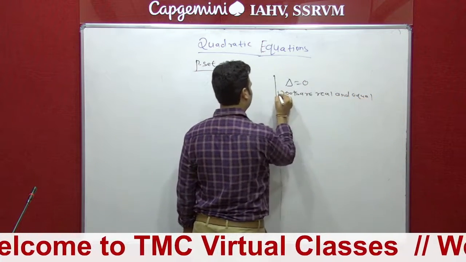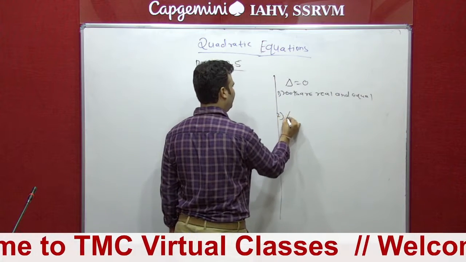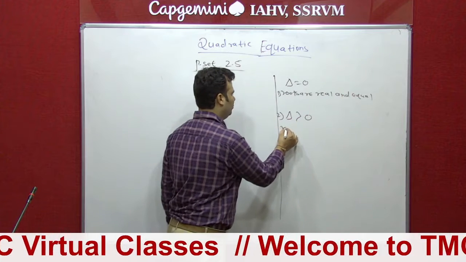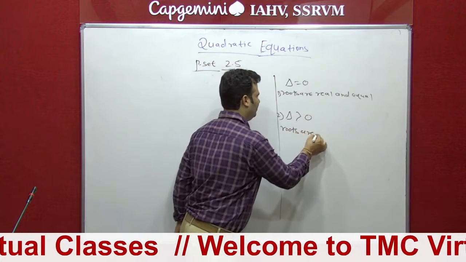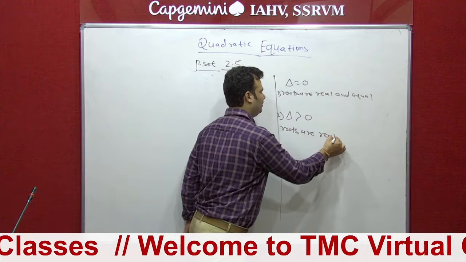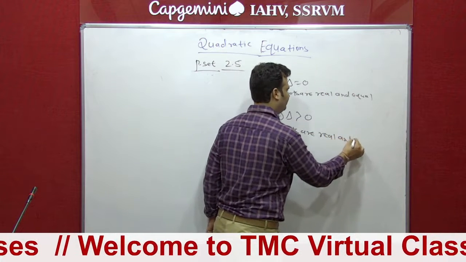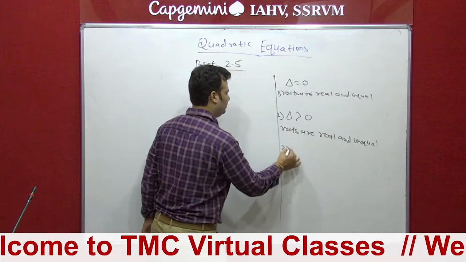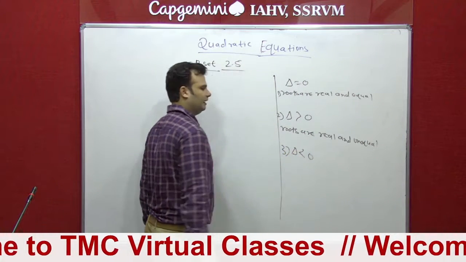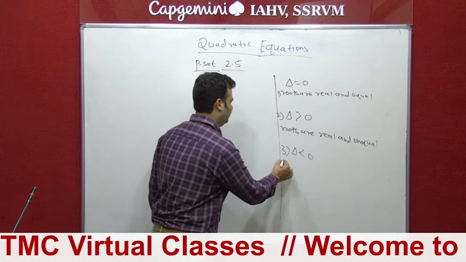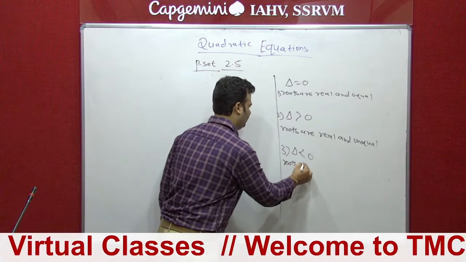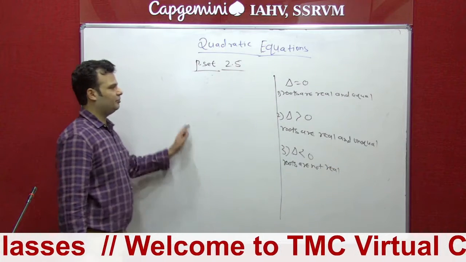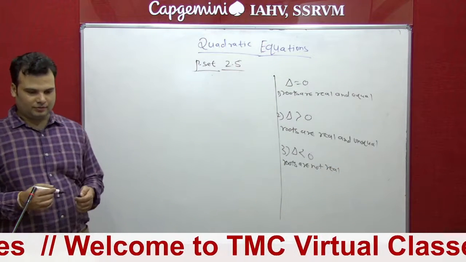First thing. Second, if del is greater than 0, that time we can write roots are real and unequal. And third, del is less than 0. Yes, correct. The roots are not real. So depending upon this, we can solve the first sum.